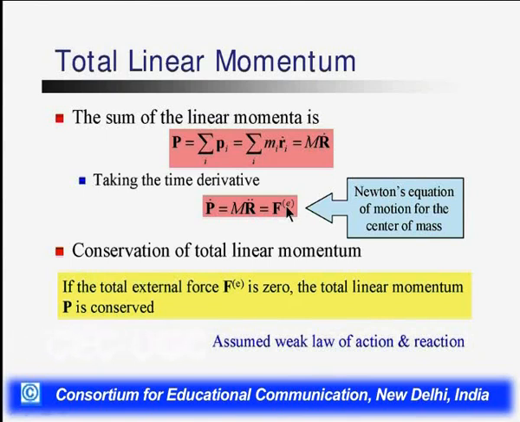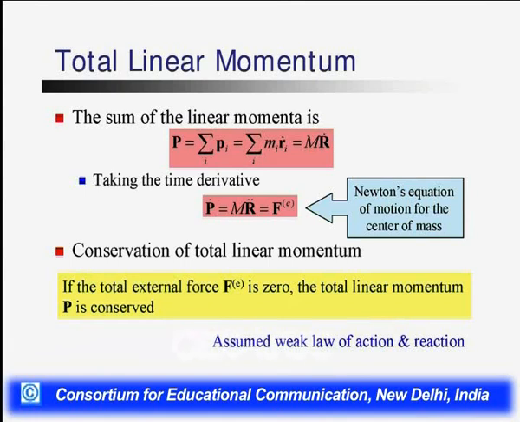This is Newton's equation of motion for the center of mass in the multiple particle system. Conservation of the total linear momentum: if the total external force is 0, then the total linear momentum is conserved, because dp by dt is equal to 0, so P will be constant. That's why the linear momentum P is called conserved.